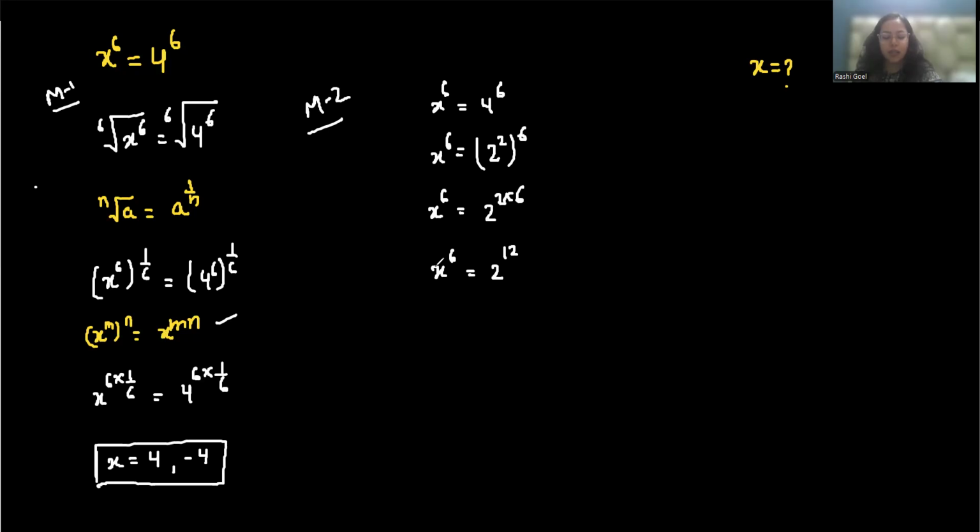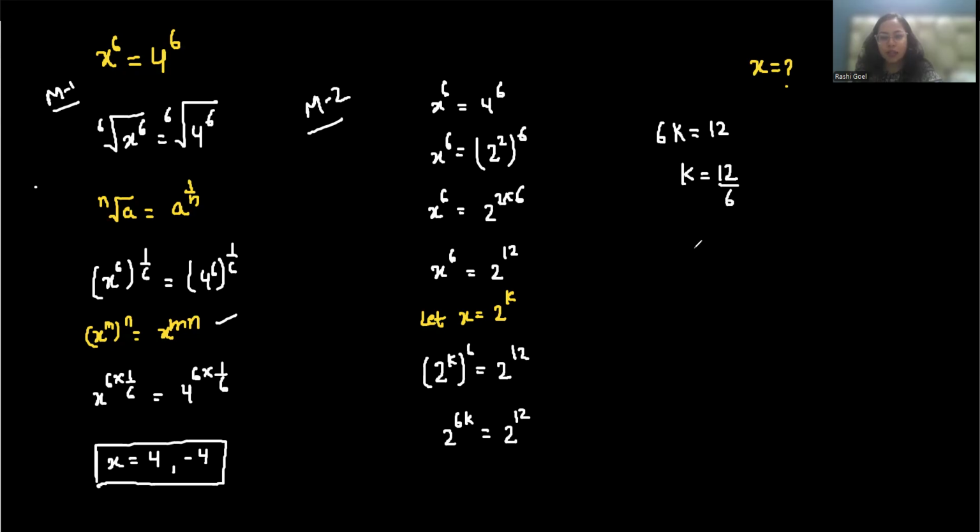Now write x as a power of 2. So let x is equal to 2 power k. Then 2 power k whole power 6 is equal to 2 power 12. So it becomes 2 power 6k is equal to 2 power 12. Now if we compare both sides, if the bases are equal, their powers are also equal. So 6k is equal to 12, k is equal to 12 by 6, k is equal to 2.